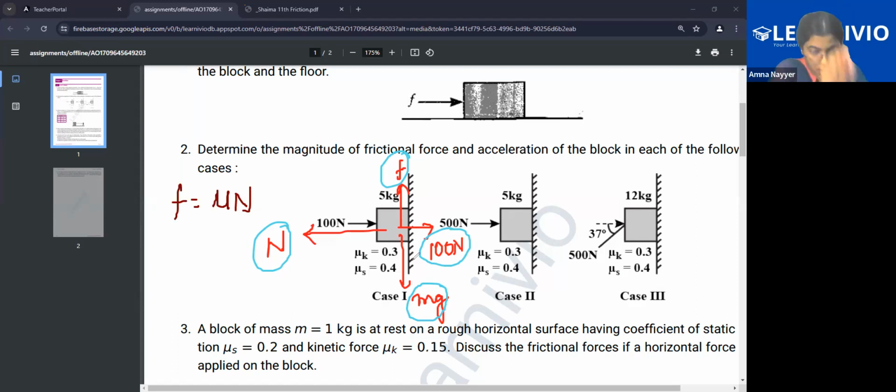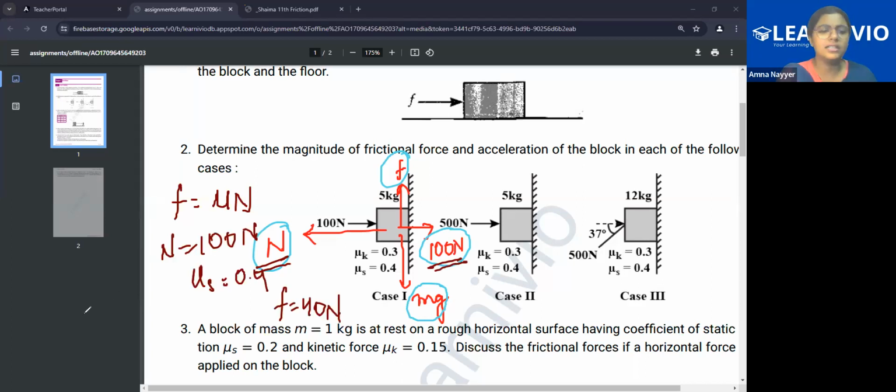Do not focus on this body which is coming downwards. Your focus is to look at what the normal reaction's value is. In this question, it is saying the normal reaction is balancing this 100 Newton. Basically, our normal reaction is equal to this 100 Newton. Let's say the gravitational force mg is equal to 5 into 10, which is equal to 50 Newton.